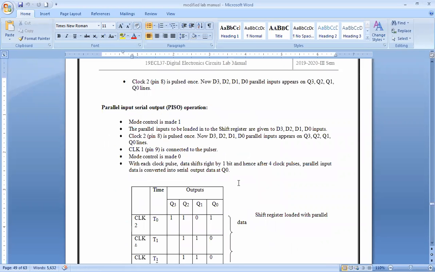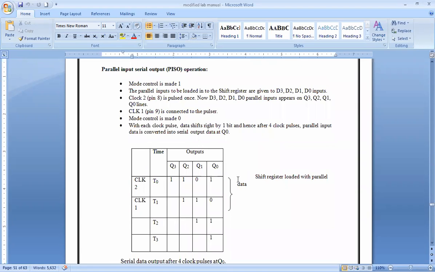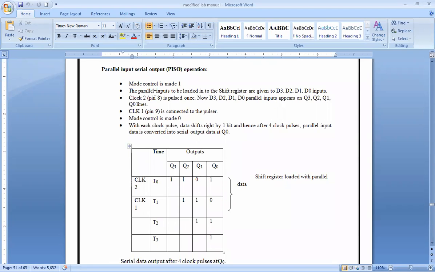Now we will see the next one, which is your parallel input and serial output. Since it's parallel input, mode is made 1, then the parallel inputs will be loaded to D0, D1, D2, D3. Clock 2 pin is pulsed once, which means you just press it, and all the values you have given will appear at 3, 2, 1, 0, which means across the output. Then I will enable clock 1.